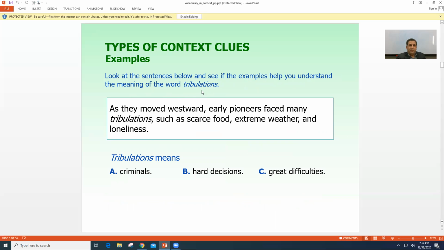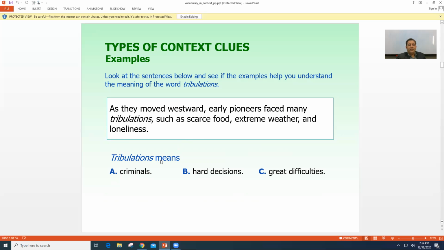Okay, but if the same word is given in a sentence: as they moved westward, early pioneers faced many tribulations, such as scarce food, extreme weather, and loneliness. Now, if you've got these three choices, tribulation means criminals, hard decisions, or great difficulties. What do you think? What could be the meaning of tribulations? Now, see, these examples are given: scarce food, extreme weather, loneliness.